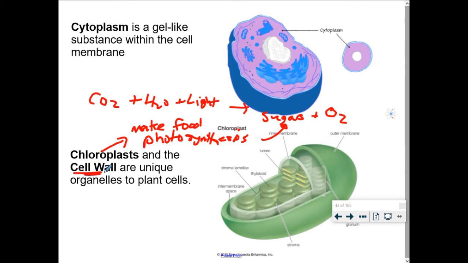The cell wall is another thing. The best analogy I have for a cell wall would be your skeleton. The cell wall in a plant cell gives it the rigid strength it needs to grow.